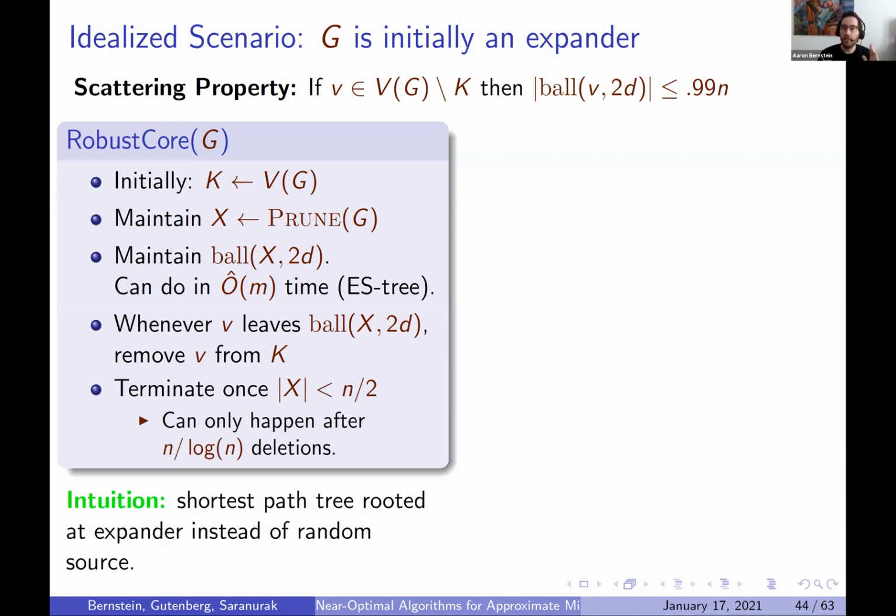And note, again, this is exactly like the random source algorithm, except we're rooting at an expander instead of a random source. And the intuition is basically, in the non-adaptive setting, if you pick a single random vertex, that's actually a robust thing because the adversary doesn't know the random vertex. In the adaptive setting, picking any one vertex is never going to be robust, but picking an expander as your source will be robust.